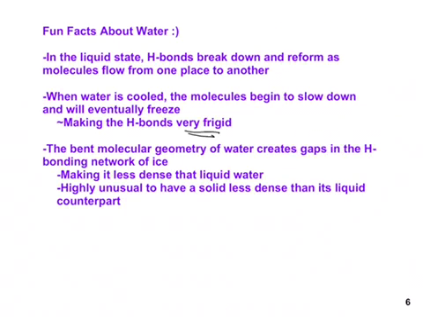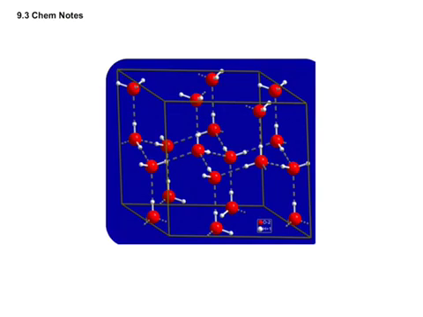The next thing is that bent molecular geometry of water will create gaps in the hydrogen bonding network. Again, we'll look at that on the next page. That makes it less dense than liquid water, which is very unusual, to have a solid that is less dense than its liquid counterpart. That means that solid water or ice floats on liquid water, which is very uncommon.